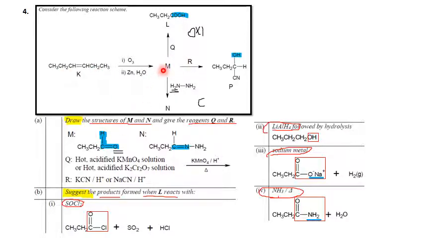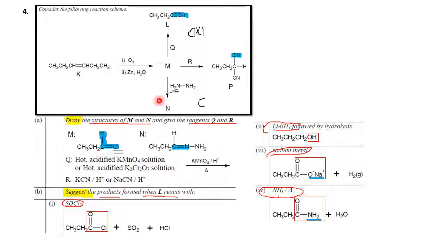From propanal to L, it undergoes oxidation. So the oxidizing agent is KMnO4/H+, heat. Okay, from here, propanal reacts with a reagent and forms OH and then CN. So this is nucleophilic addition. So the reagent is KCN/H+ or NaCN/H+.